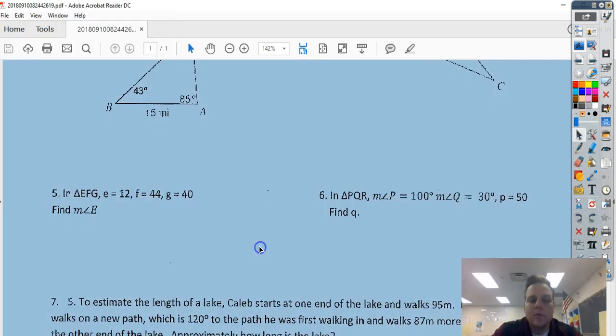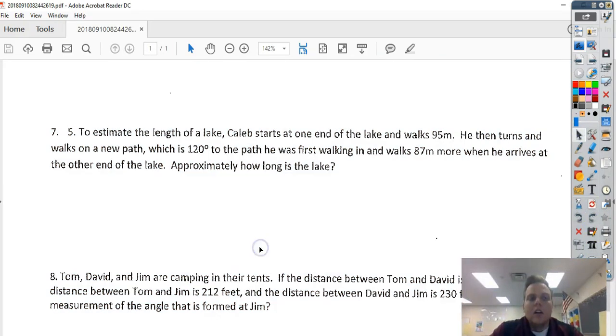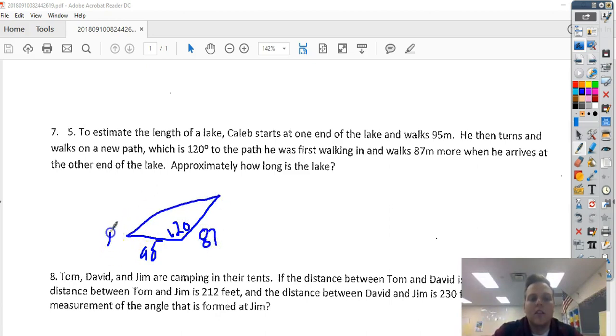Next problem, problem number 7. Don't worry about the 7.5. To estimate the length of the lake, Caleb starts at one end of the lake and walks 95 meters. He then turns, walks on a new path, which is 120 degrees from the first path he was walking in, and walks 87 more when he arrives at the other end of the lake. So he walked 95, he turned 120 degrees, and he walked 87. It wants to know how long the lake is.